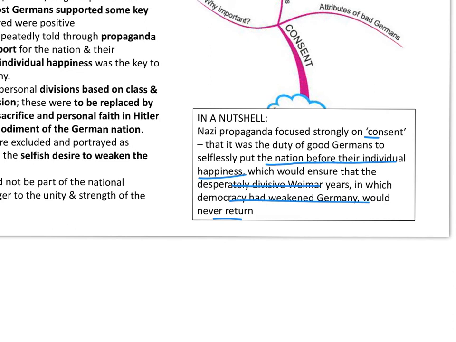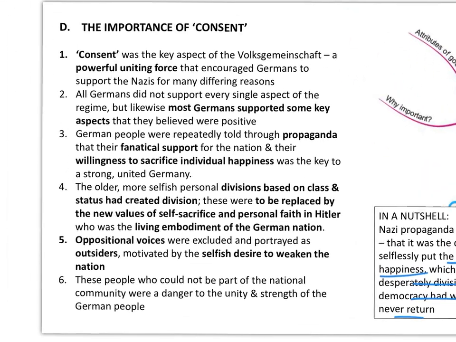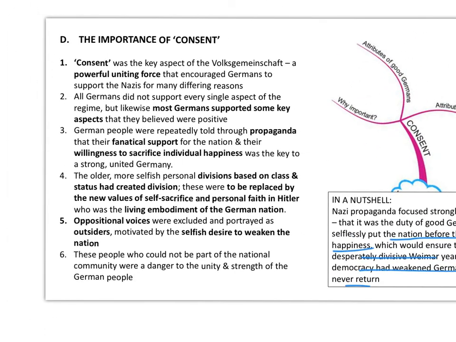Now, it fluctuated, it changed, and certainly after 1938, and certainly when the war began in 1939, much of that consent was lost, okay? But certainly in the beginning, in the early years, it was a key feature that we need to know and understand, okay? So, what are the key points? So it's a key aspect of the Volksgemeinschaft. It's a powerful, uniting force because it encouraged Germans to support the Nazis for many different reasons.